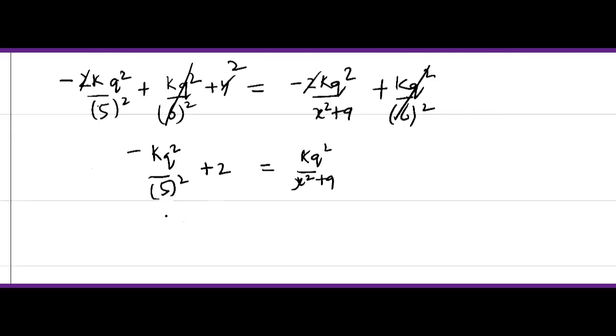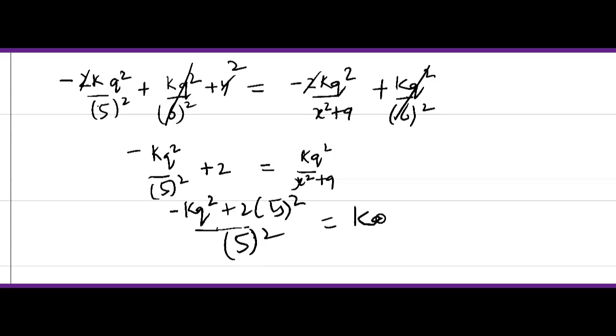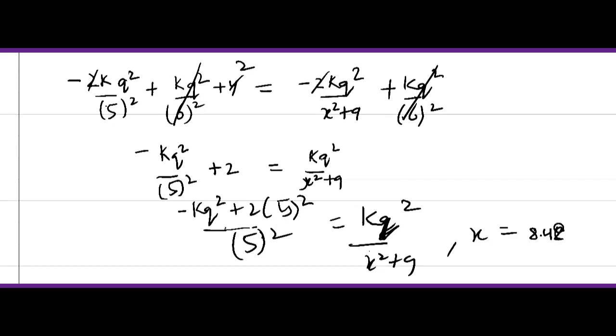You can easily solve it now. Minus kq square plus 2 into 5 square. You'll put the value of k and q, the value of q you already know, that is 5 into 10 raised to minus 5 coulombs. And you can easily find the value of x. If you solve it, you will get the value of x as 8.48 meters.